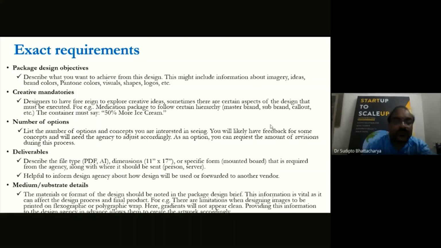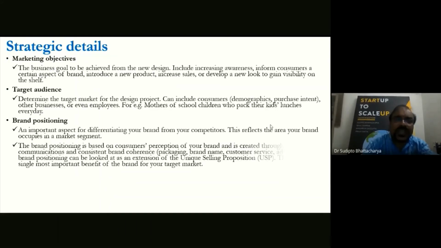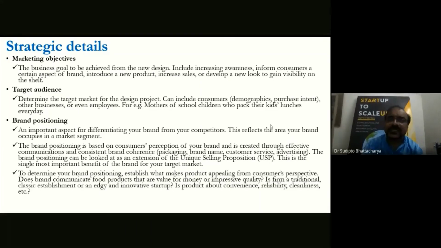So finally, you come to the medium or substrate details. This information is vital as it affects the design process and the final product, right? So coming to the strategic details, which I already have talked about when I was discussing that document, then we have the specific things like to nourish the potential that exists already, providing a simple solution for mainstream users, for electronics packaging or for dessert food packaging. We offer a delicious premium treat to eat on the go. So these are certain specific brand positioning objectives which we have to promote while we design our packaging.